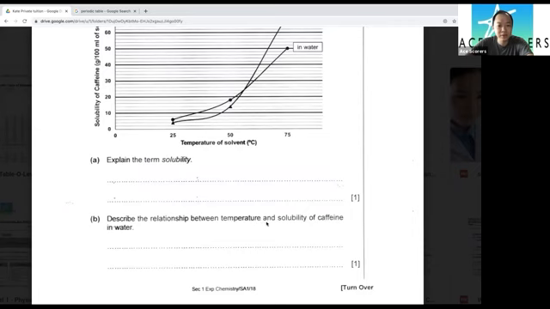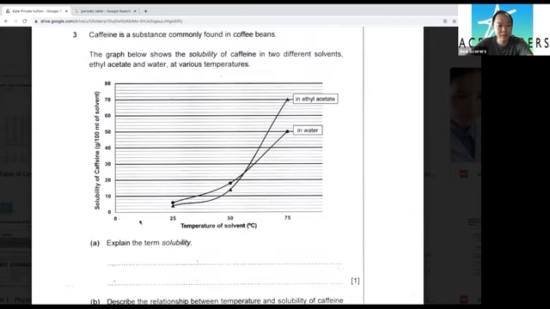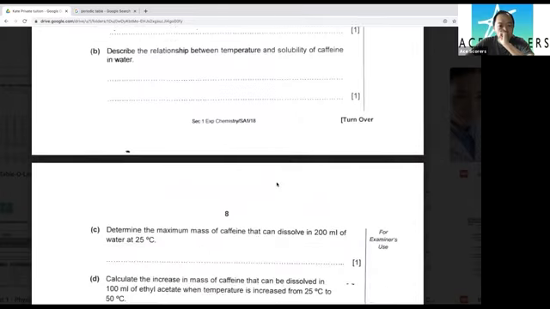So what's the relationship between temperature and solubility of caffeine? As the temperature increases, the amount of caffeine that dissolves also increases.